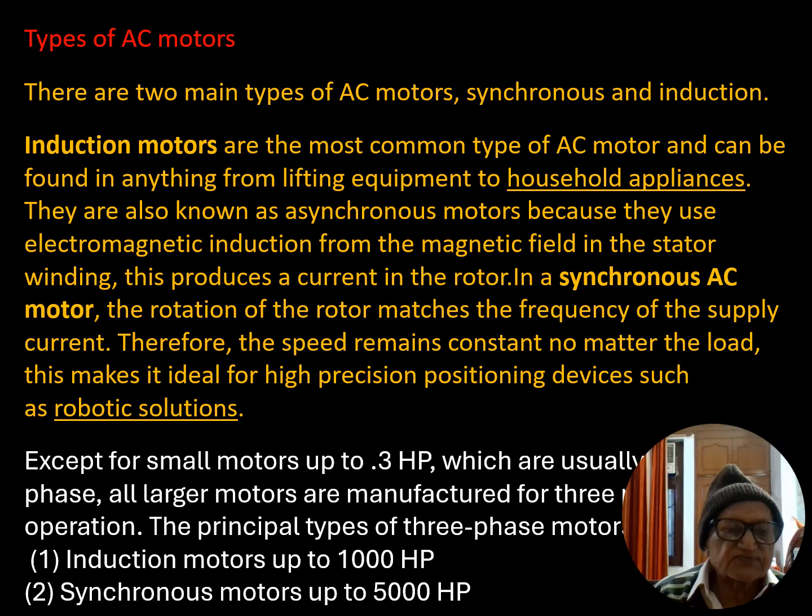Friends, we start from types of AC motors. We'll learn about how many types of AC electrical motors are available. There are two main types of AC motors, synchronous and induction. Induction motors are the most common type of AC motor and can be found in anything from lifting equipment to household appliances. They are also known as asynchronous motors because they use electromagnetic induction from the magnetic field in the stator winding.